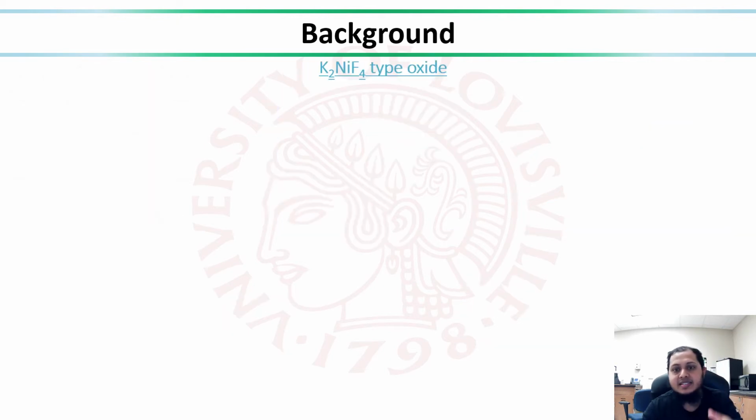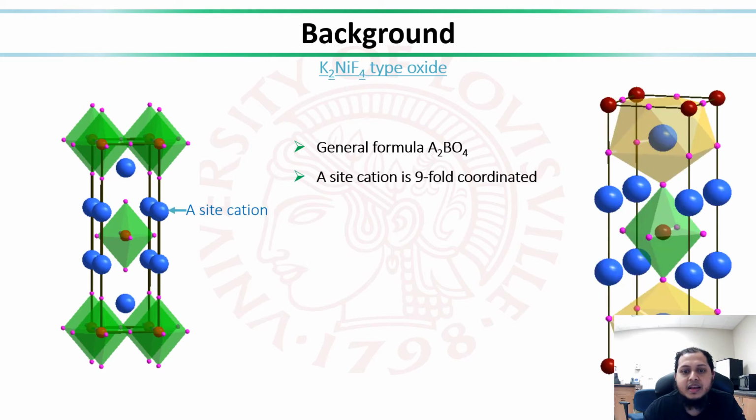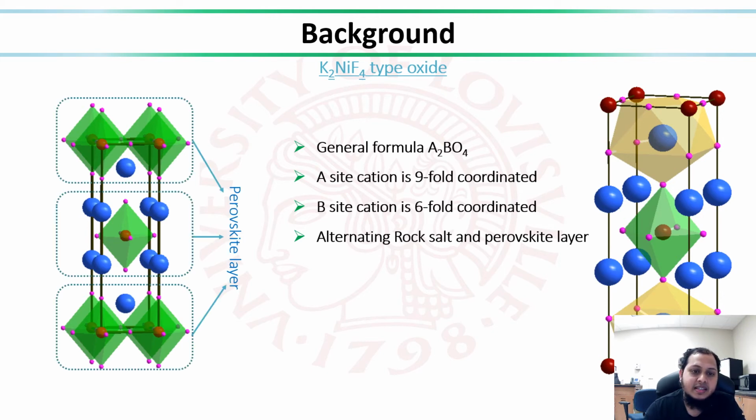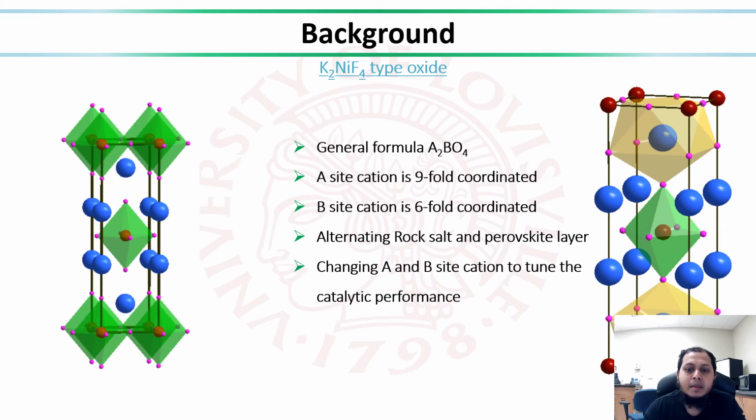Now let's see the structure of this K2NiF4 type oxide. This is one kind of layered oxide, and it has the general formula A2BO4. Here the A site cation is 9-fold coordinated, and the B site cation is 6-fold coordinated. The pink balls are oxygen, and it has alternating rock salt and perovskite layers. Here you see these layers are called perovskite layers, and these layers are called rock salt layers. By changing the A site and B site cation, we can tune the catalytic performance. That's why we chose this type of oxide, so we can tune the catalytic performance to get the best catalyst.